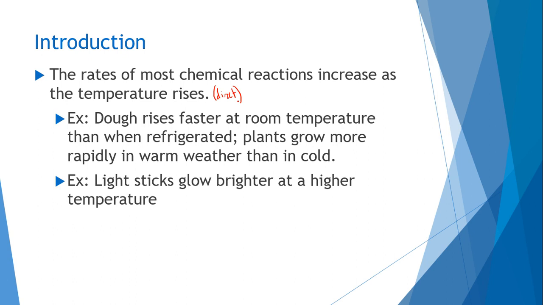We can actually use everyday examples to see this happen. For example, if you're trying to make dough for bread, typically it's going to rise faster at room temperature than if you were to put it in a refrigerator. Also, plants tend to grow more rapidly in warm weather than when it is cold outside. Another example is glow sticks or light sticks that you have to snap. These tend to glow brighter at a higher temperature. All this has to do with temperature and reaction rates.